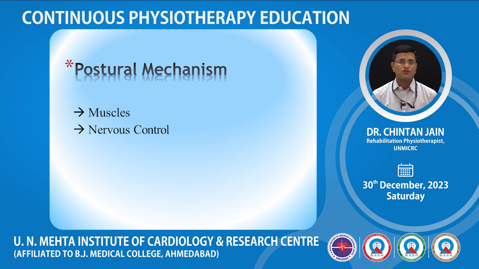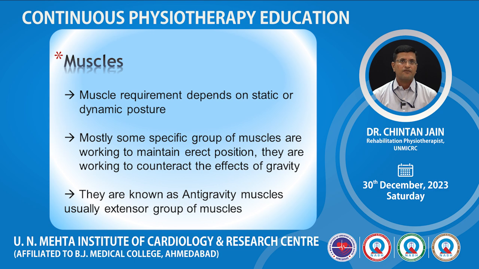Next, let's discuss postural mechanisms. What are the mechanisms to maintain our posture? Muscles and nervous control. First, let's discuss muscles. Muscle requirement depends on static or dynamic posture. Mostly, some specific groups of muscles work to maintain the erect position. They work to counteract the effects of gravity. They are known as anti-gravity muscles, usually the extensor group of muscles.